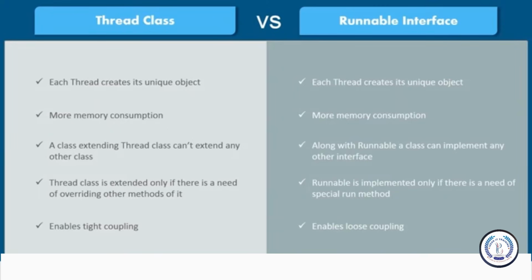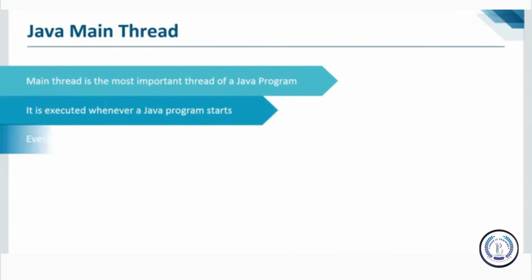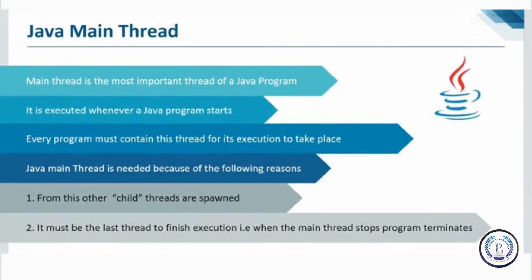We saw how to create a thread, what a thread is, and how it helps the main thread accomplish jobs. So what is this main thread? Once again, main thread revisited. Guys, the main thread is the most important part of any application or Java program. Whenever you run your application, your main thread is executed. Every program will have this main thread, and the Java main thread is needed so that we can spawn child threads. We can create child threads, and we can start them.